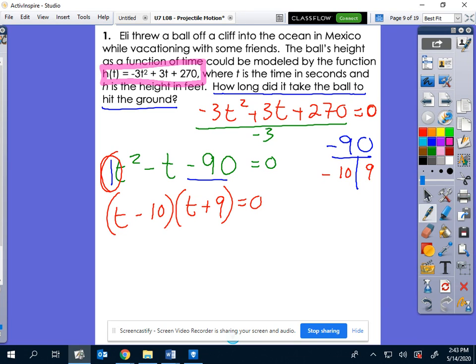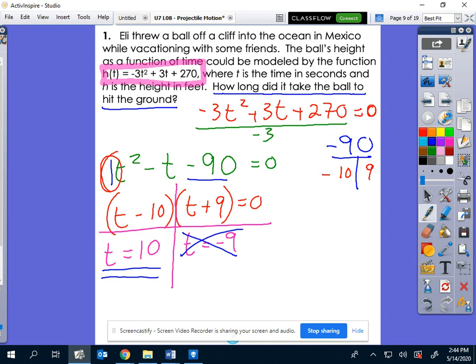Almost there, gotta solve. So we're gonna draw our big T here. If I solve this, I add 10 to both sides. So t equals positive 10. Subtract 9 from both sides on this side. T equals negative 9. Now remember, T stands for time. Is it possible to take negative 9 seconds? Doesn't even make sense, right? So we get rid of that negative answer like we've done many times before. And our answer is right here. How long is it going to take for the ball to hit the water? It's going to take 10 seconds.